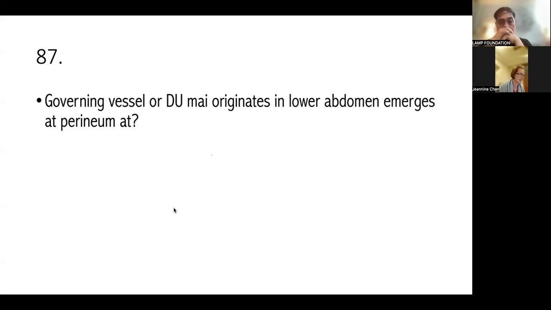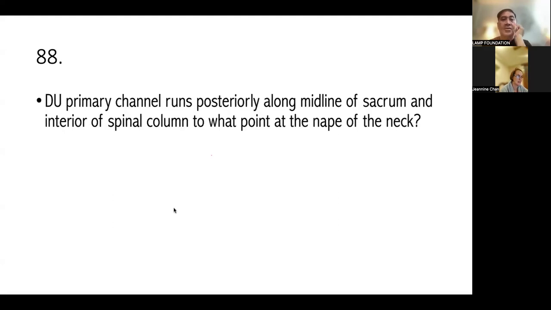The governing vessel or Du Mai originates in the lower abdomen and emerges at the perineum at REN 1. REN 1? Du 1 po, Doc. Sorry. Governing vessel na yan. It's okay. The Du primary channel runs posteriorly along the midline of the sacrum and interior of the spinal column to what point at the nape of the neck? Du 16 po, Doc. Okay.